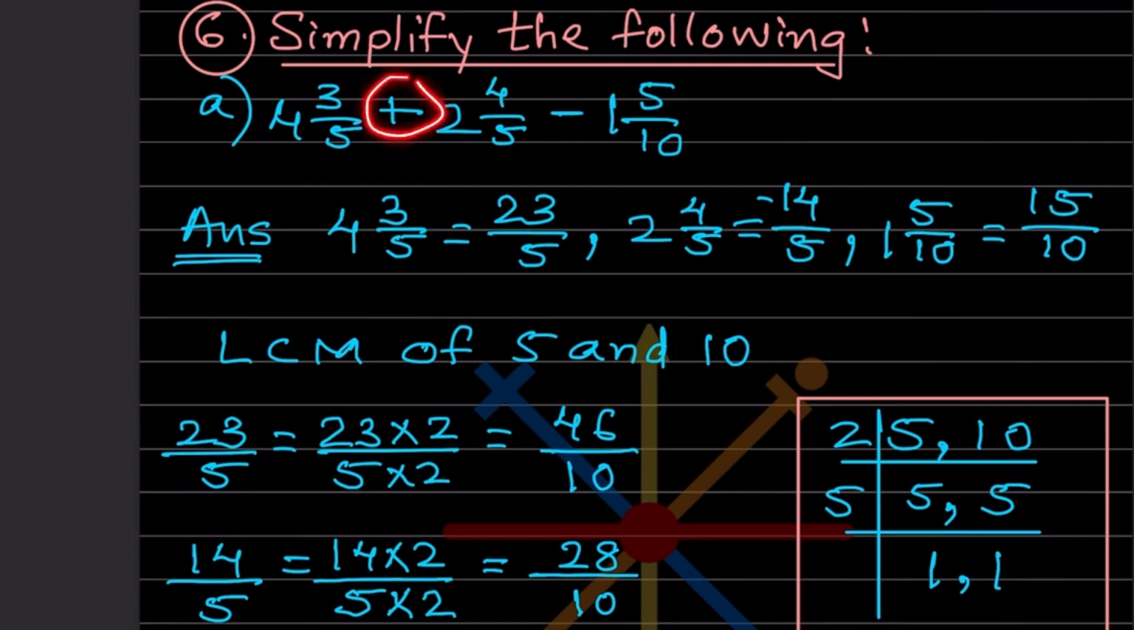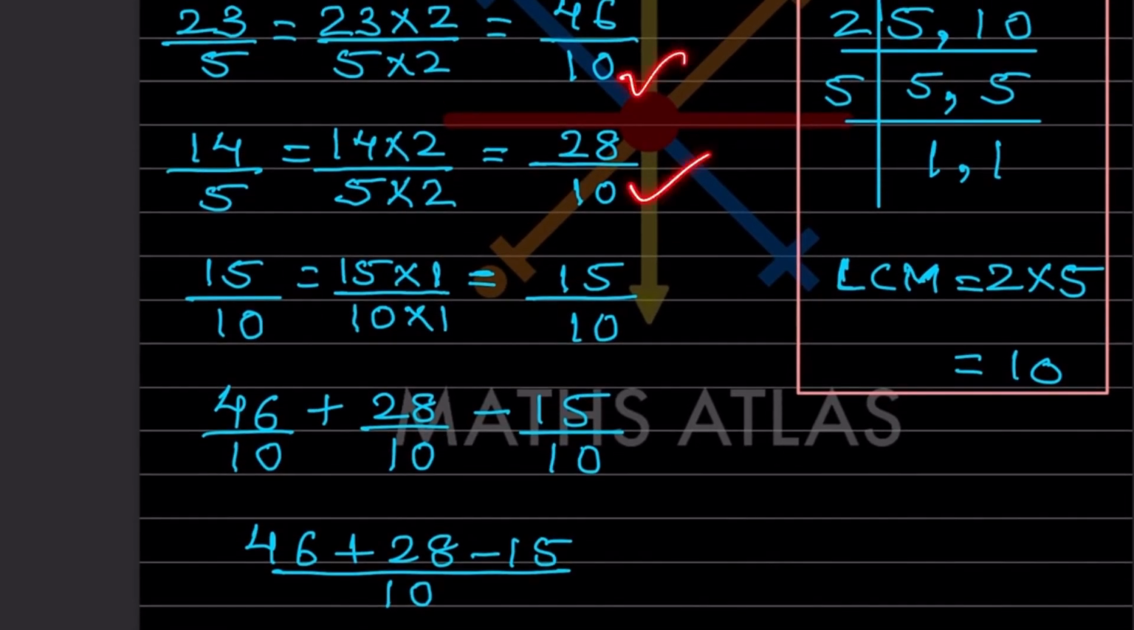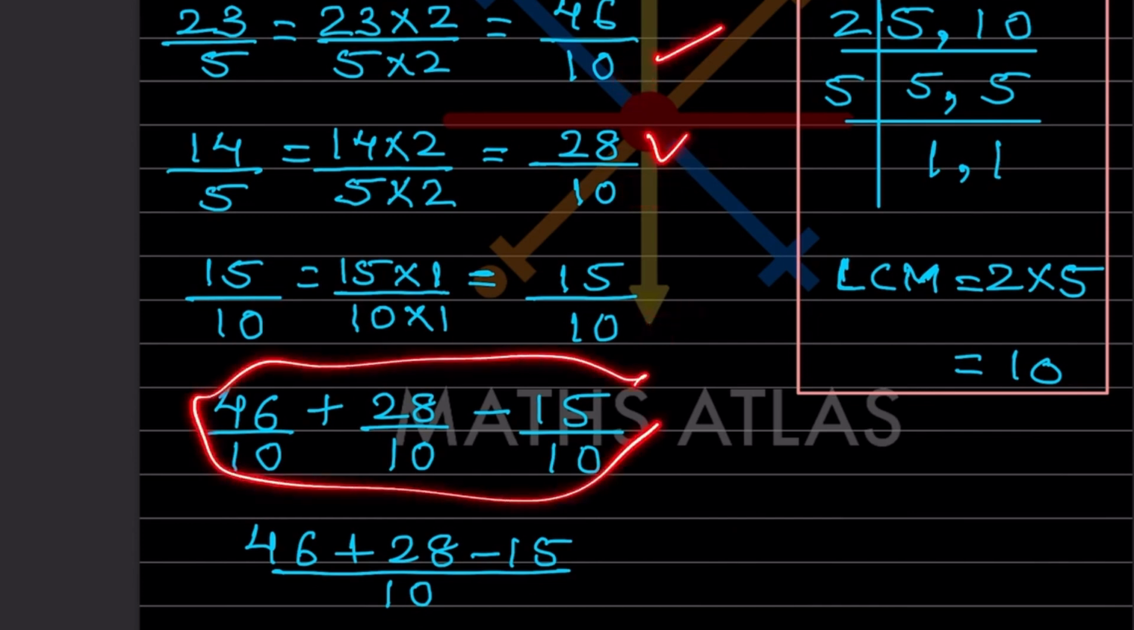Here is plus ones and this is minus. Okay, so just keep that in mind. Because all the denominators are the same. Now just write all the numbers over here. Here you put plus and here minus.